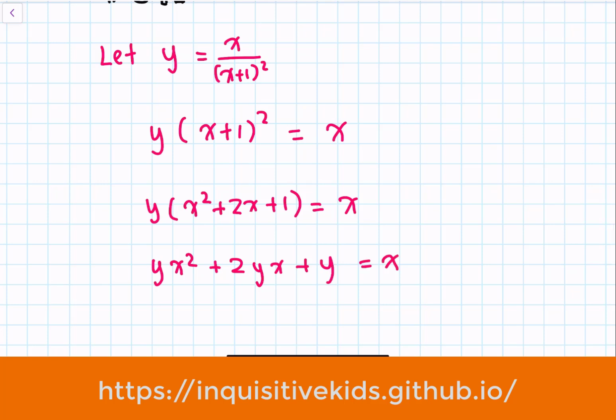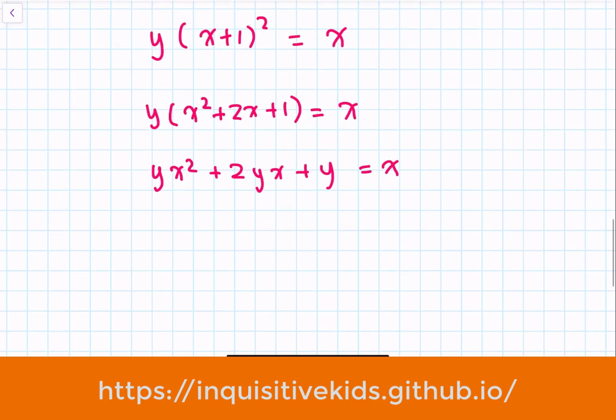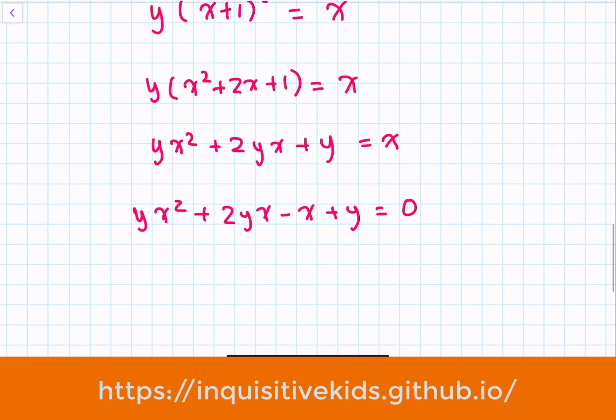Now let's turn this into a quadratic function that we're familiar with, which means that we want the right side to be 0. So we subtract x on both sides. So we have yx squared plus 2yx minus x plus y. And because we subtracted x on both sides, we get a 0 on the right.